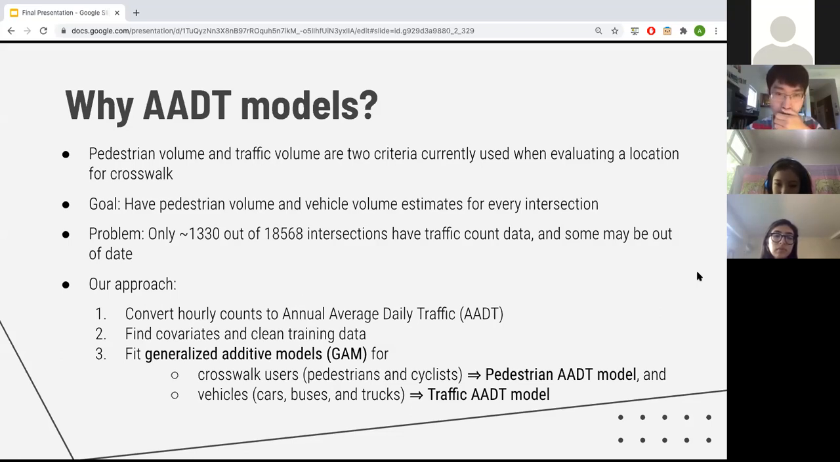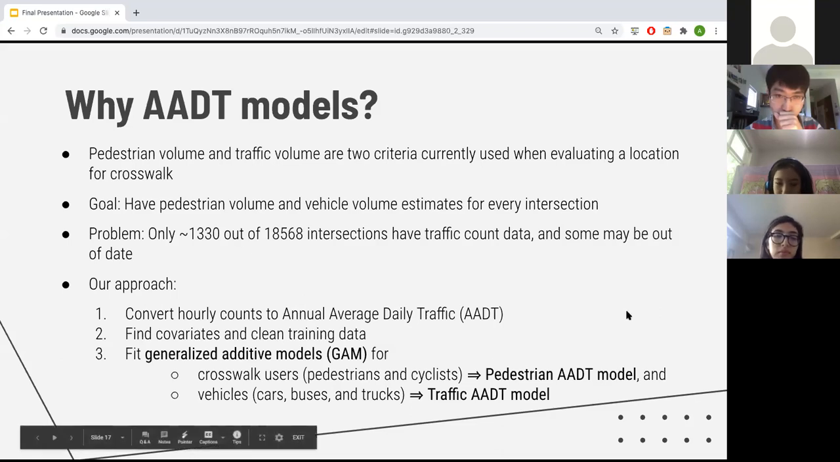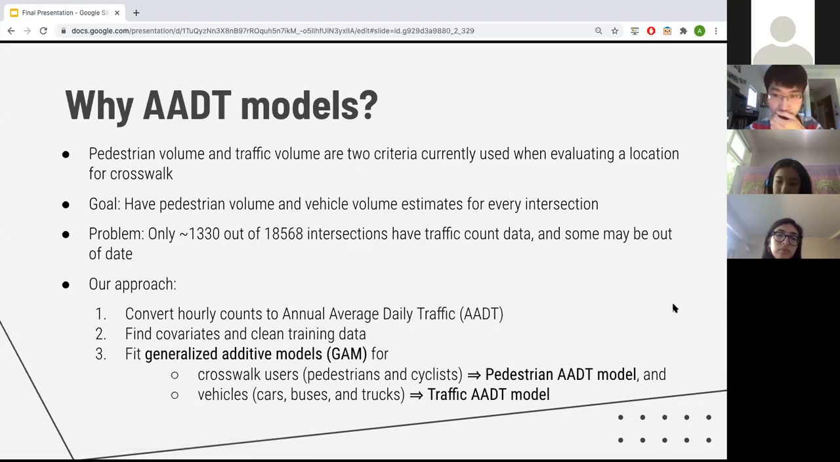We will do this for crosswalk users and vehicles separately. Crosswalk users include pedestrians and cyclists. We will refer to the corresponding model as the pedestrian AADT model. Vehicles include cars, buses, and trucks, and it will be referred to as the traffic AADT model.